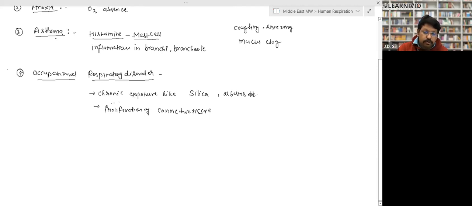Example. So what are the examples of disease? Silicosis, asbestosis, etc.